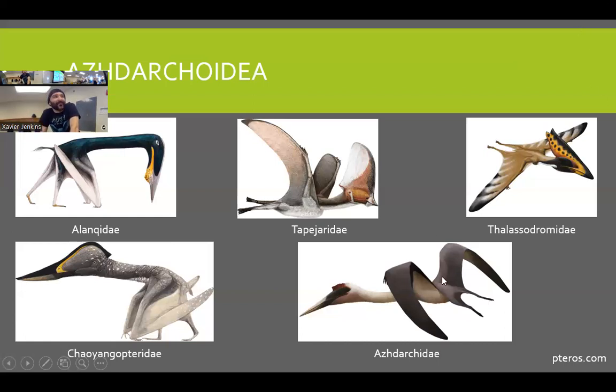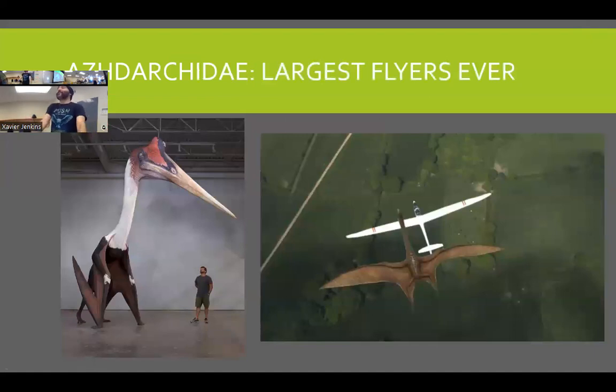And Azhdarchids, which generally have very long necks. Azhdarchids are really interesting because some of them had wingspans of over 10 meters. These were the largest flying animals that ever evolved. These were the size of small aircraft. On the ground, they would have stood as tall as a giraffe. I've seen this model in person. It is horrifying. So Azhdarchids are really cool.